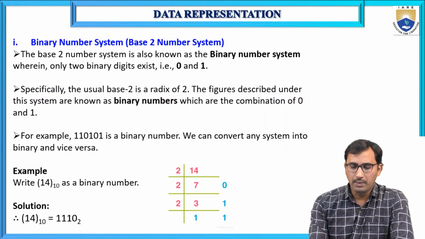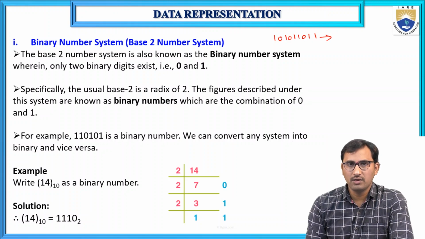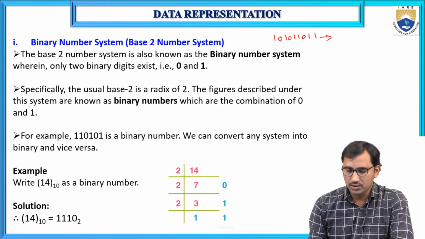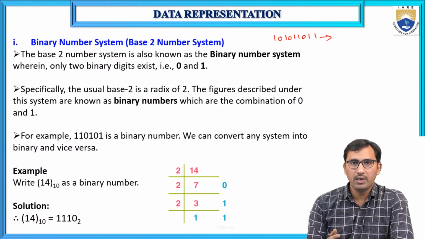First one is the binary number system. Okay, so in binary number system we have only zeros and ones. So this is a binary number system. So that means it consists of only the ones and zeros. So for example, 110101 is a binary number. We can convert any number system to the binary and vice versa. So if any number is there, that can be converted into the binary.